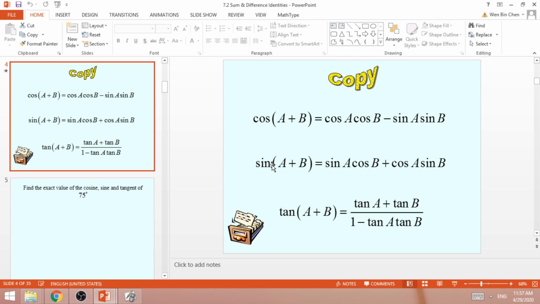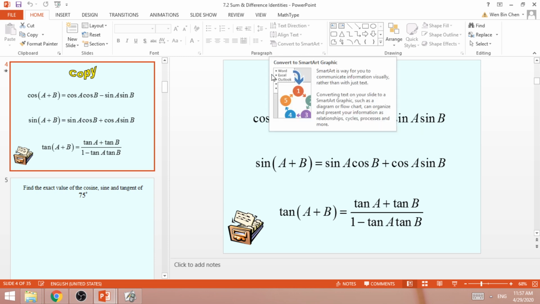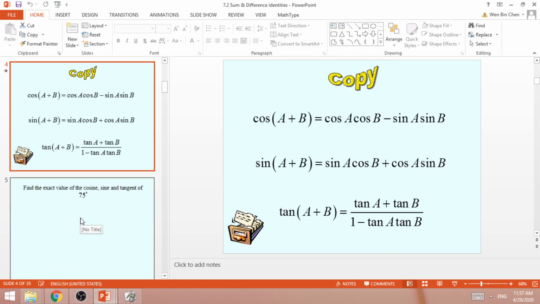So sine of angle A plus B is sine A cosine B plus cosine A sine B. Tangent of the quantity A plus B is tangent A plus tangent B over 1 minus tangent A tangent B. For those of you wondering, do we have a proof for this? I can certainly show you the proof, but this is just regular pre-calc, so we just need to know what those formulas are.